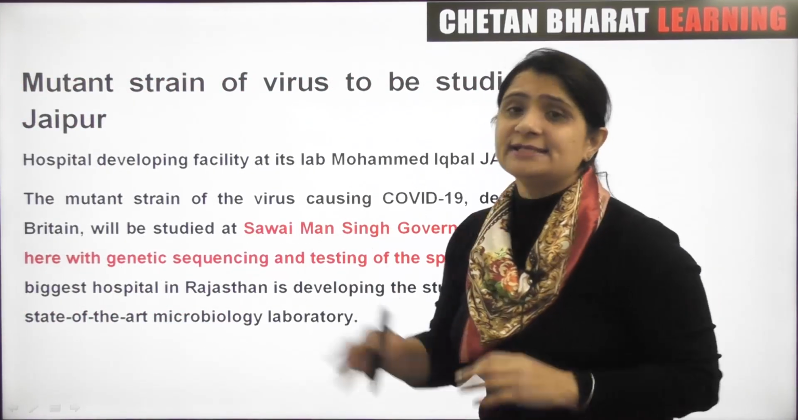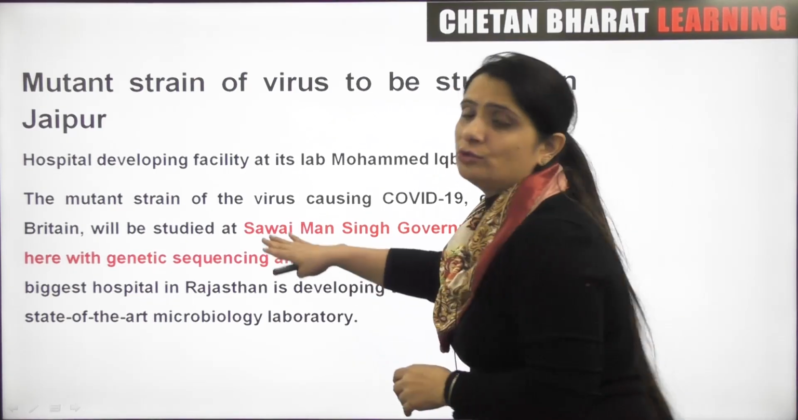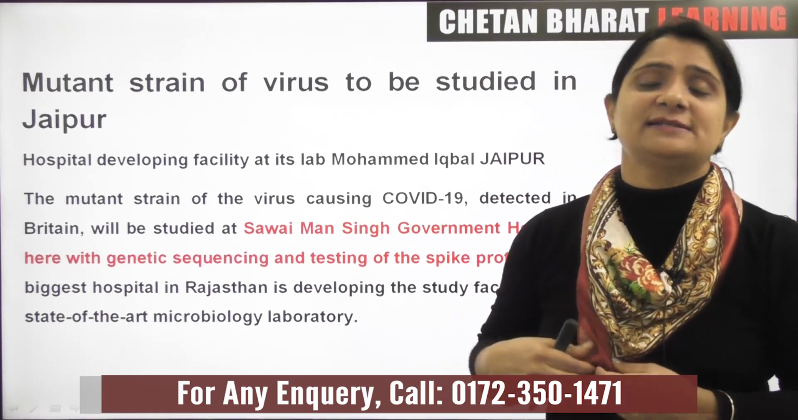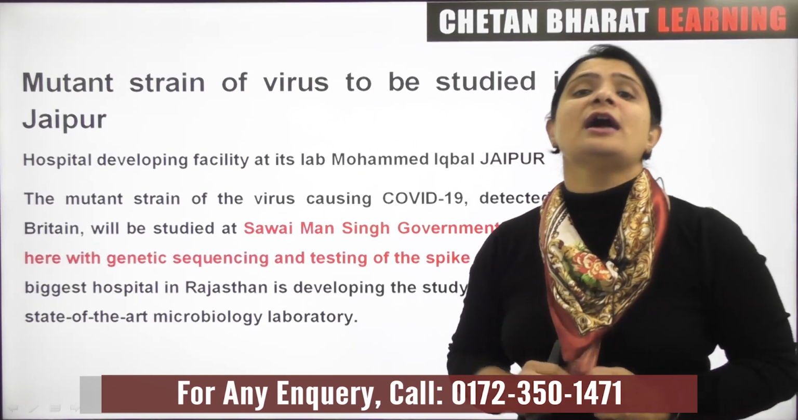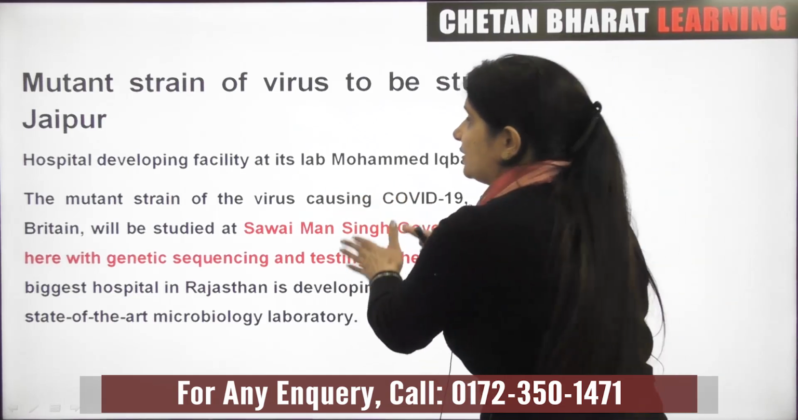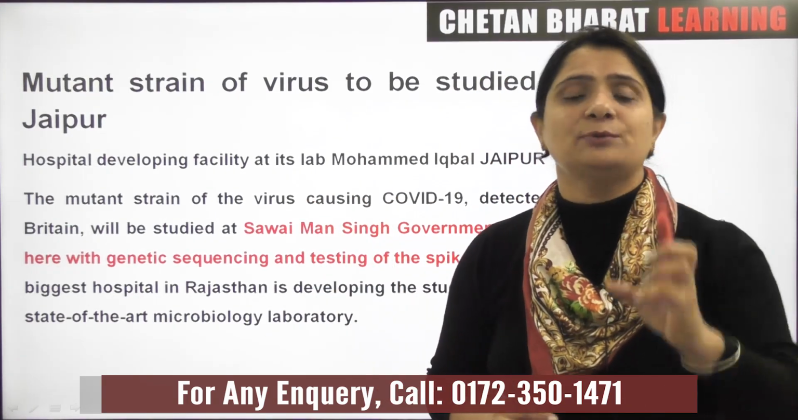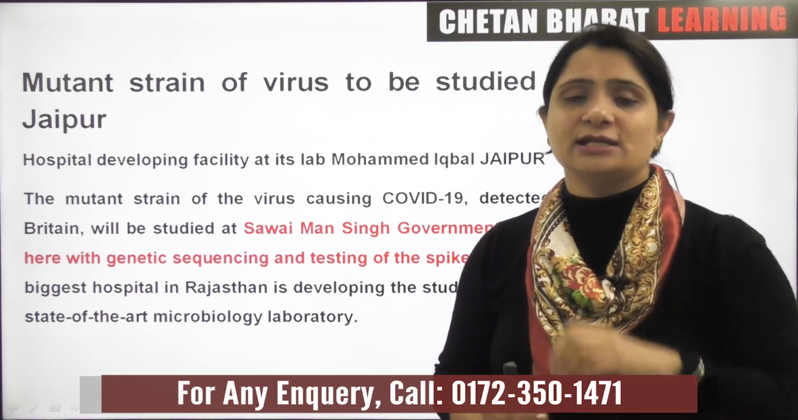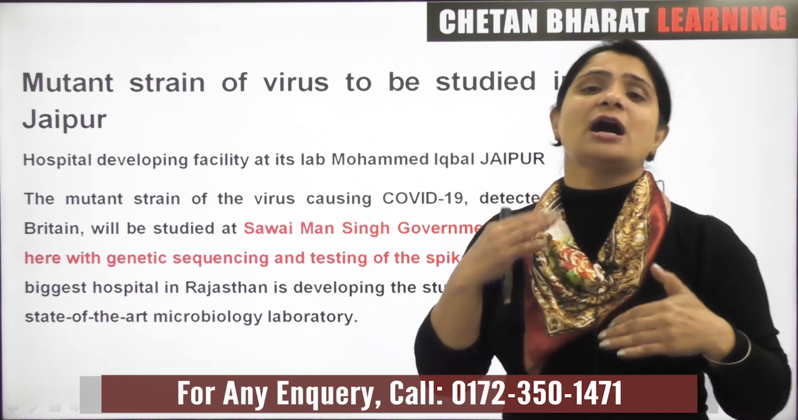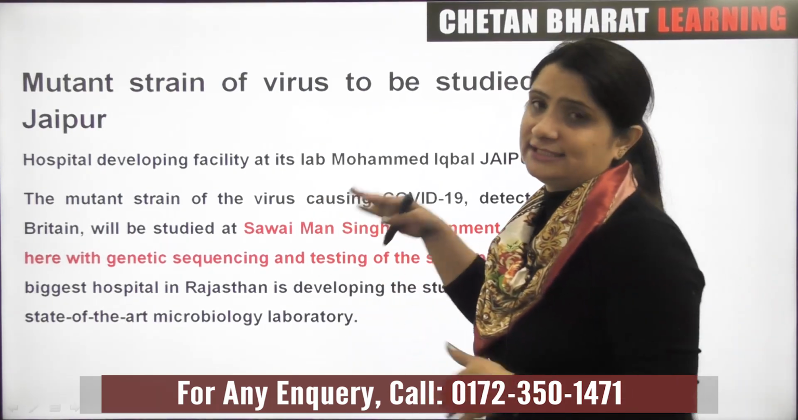Right? And this mutant strain in India would be studied in Jaipur, at the Sawai Man Singh Government Hospital, where the samples of the passengers who have returned from the UK and tested positive via the RT-PCR technique would be taken. The complete genetic sequence, including the target spike protein parts, would be taken into consideration, and it would be noted how this mutant variety is going to help or hinder vaccine development.